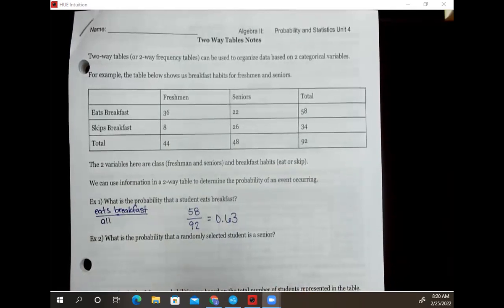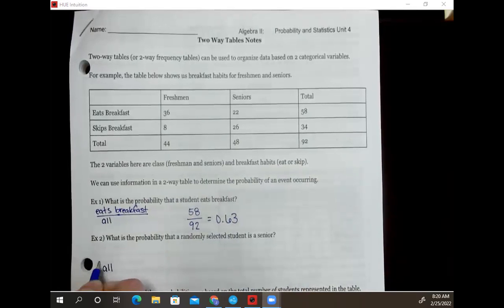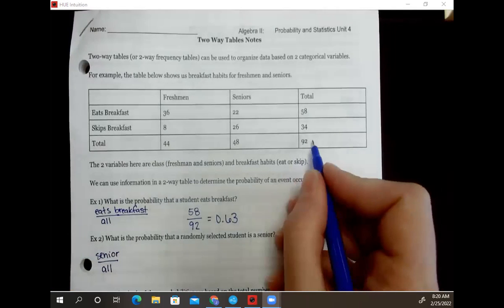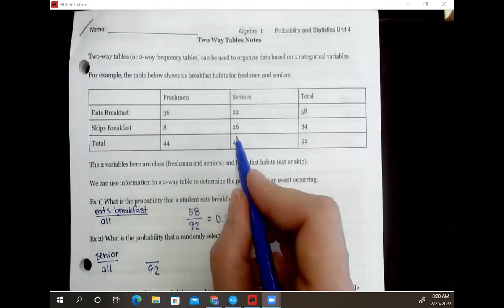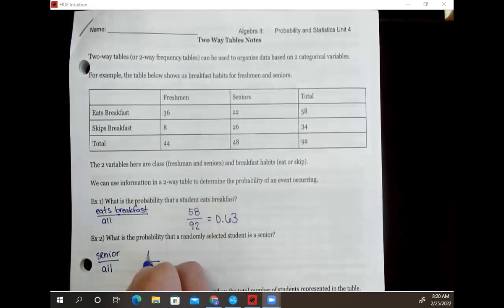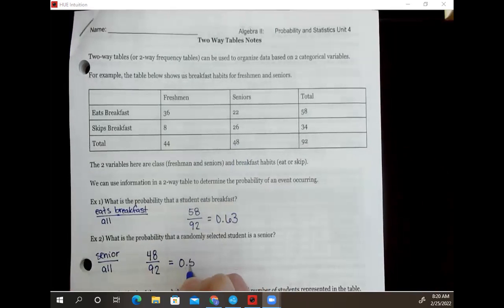For example 2, what's the probability that a randomly selected student is a senior? Another way I could phrase this, randomly selected student, means I'm looking out of everybody that I surveyed that I happen to pick a senior. So I'm still out of my total group here, out of everybody, all 92 students that I surveyed. What's the probability that I pick a senior? So I'm looking at a different category now. So I need to look at all the seniors. I have 48 seniors. 48 out of 92 would give us 0.52.